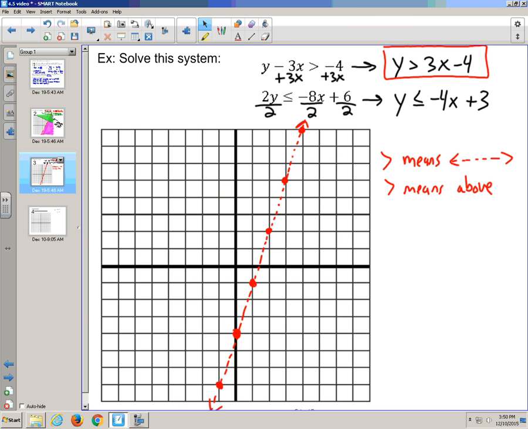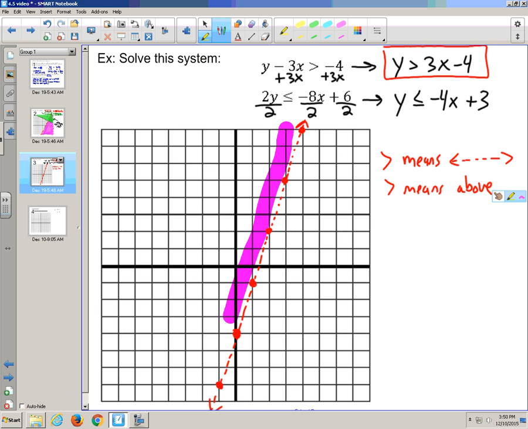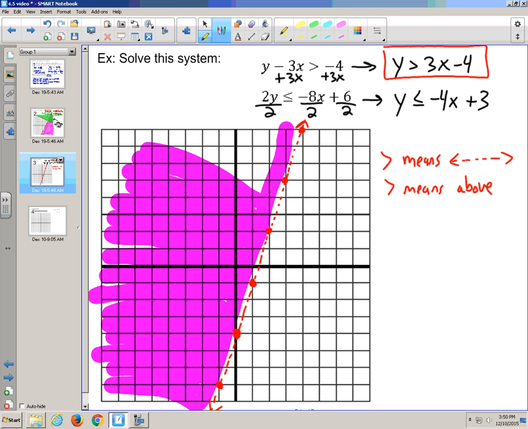And when I do my shading this time, it's going to be above the line, so on this kind of left-hand side. And let's make our thickness bigger so it doesn't take forever. Okay, so this whole region over here is going to be shaded purple. So we'll get that whole area shaded. Okay, that's our first line.